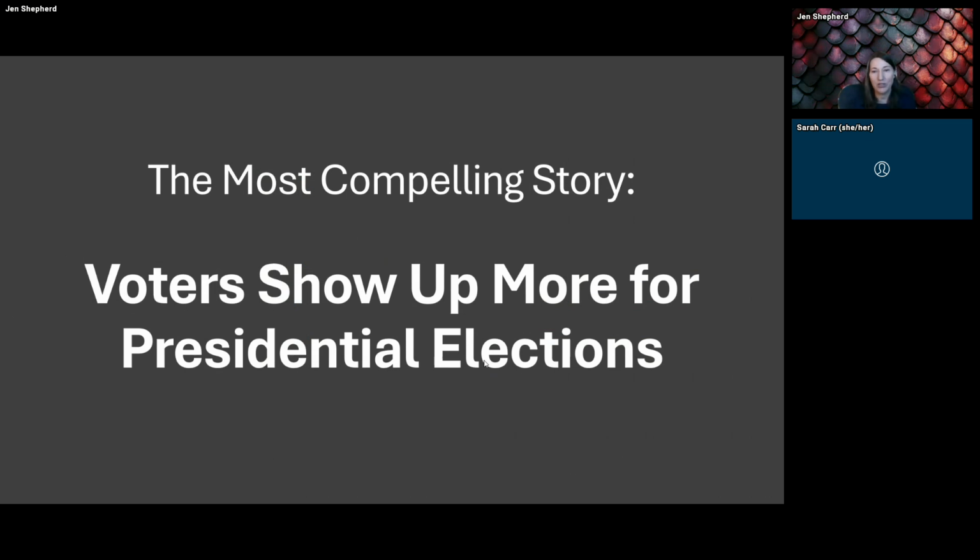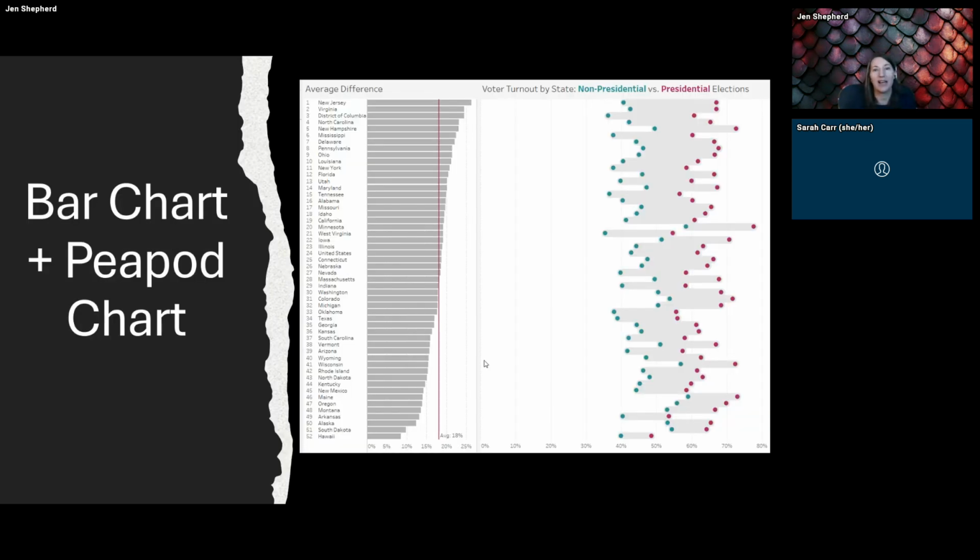And the viz that I used to do that is actually 2 vizzes side by side. So I took a version of that peapod chart, but instead of picking 2 years against each other, I averaged across all the presidential elections and all the non-presidential and showed that difference for a particular state. And then I also made a companion bar chart to go with that to calculate that differential overall, and then sorted the states by that differential. So now we can see at a glance which states have the most difference between their presidential years versus non, which states have the least amount of difference, and then how wide is that difference.